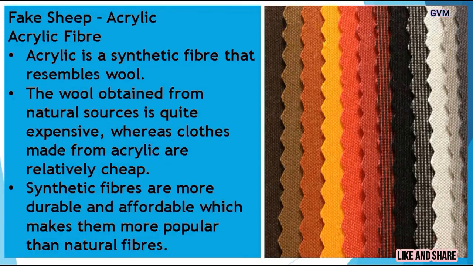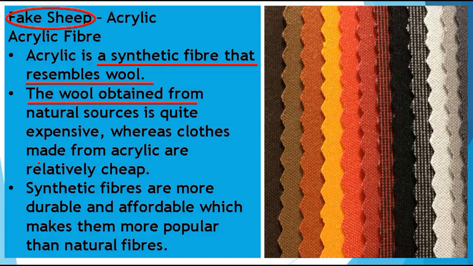Now students, the next fiber is acrylic, and students, it is also known as fake sheep, meaning it gives a false appearance just like sheep wool, and that's why it is also called fake sheep. And students, as I said, it is a synthetic fiber that resembles wool, and as you all know, wool obtained from natural sources is quite expensive, whereas clothes made from acrylic are relatively cheap, and that's why it is called fake sheep.